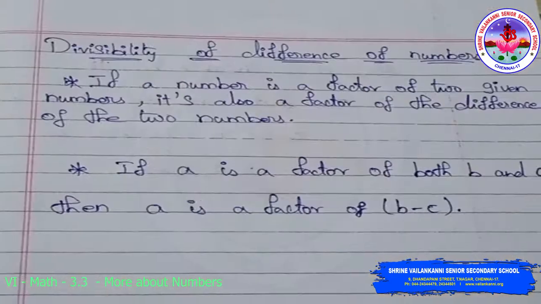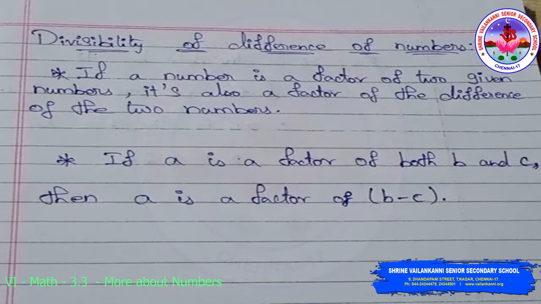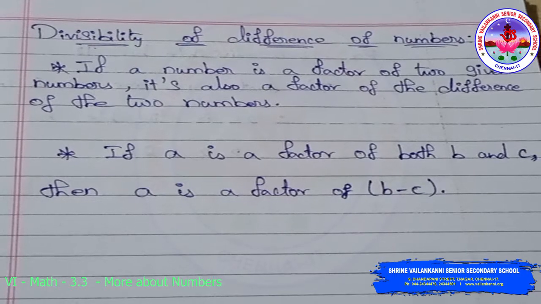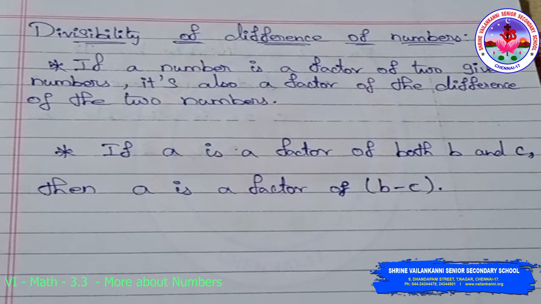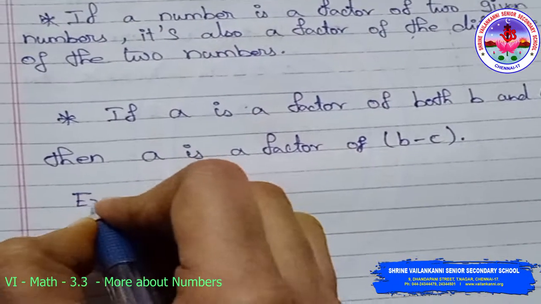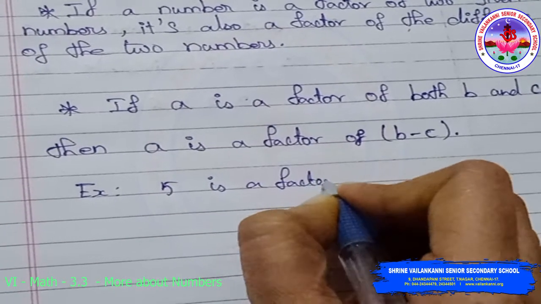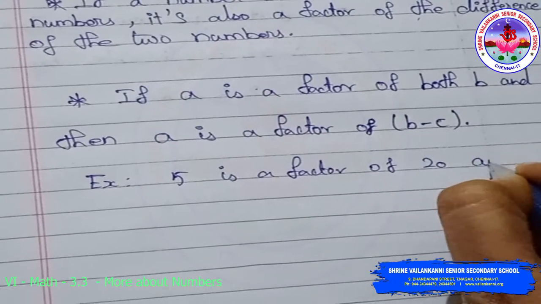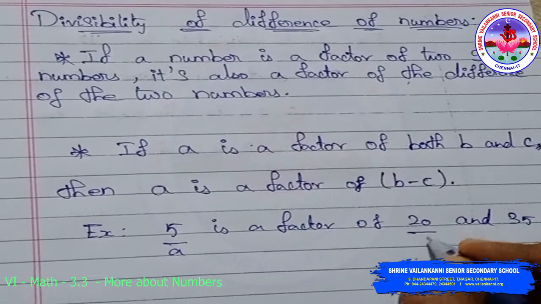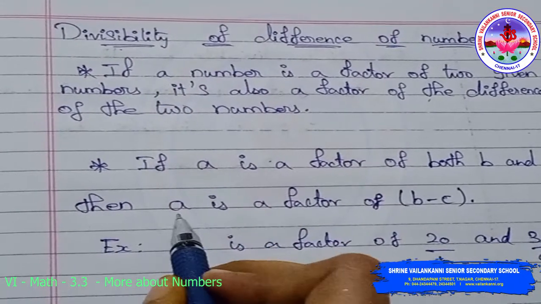Next one is divisibility of difference of numbers. If a number is a factor of two given numbers, it is also a factor of the difference of the two numbers. If A is a factor of both B and C, then A is a factor of B minus C. Example, 5 is a factor of 20 and 35. Here A is 5, B is 20, C is 35. Then A is a factor of B minus C.